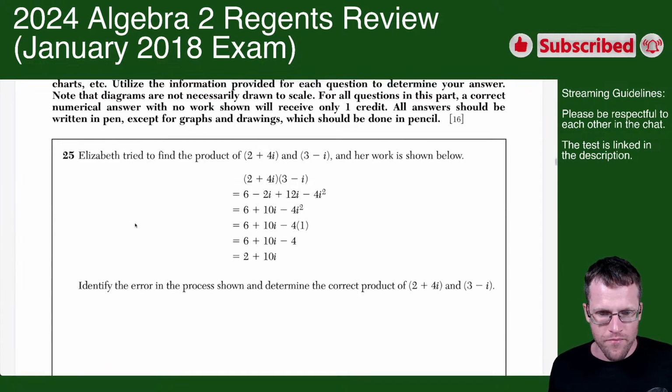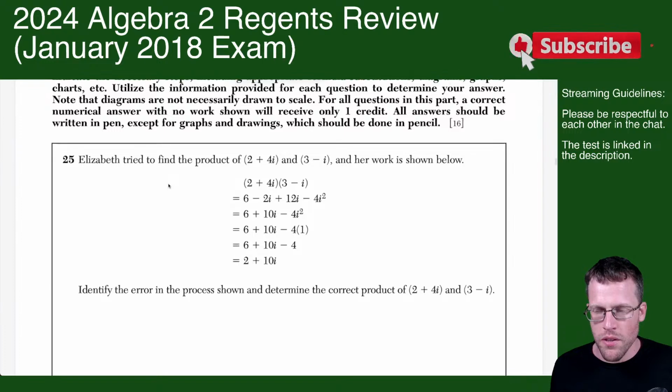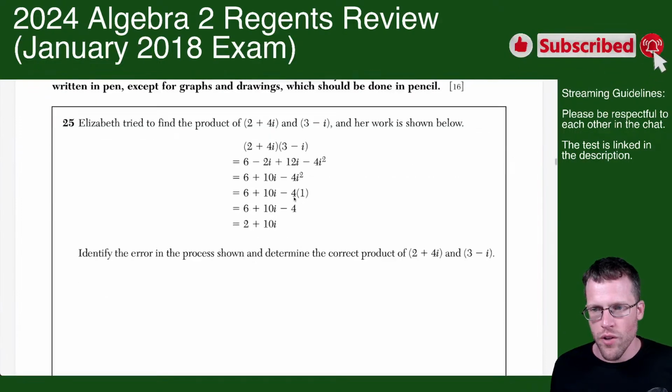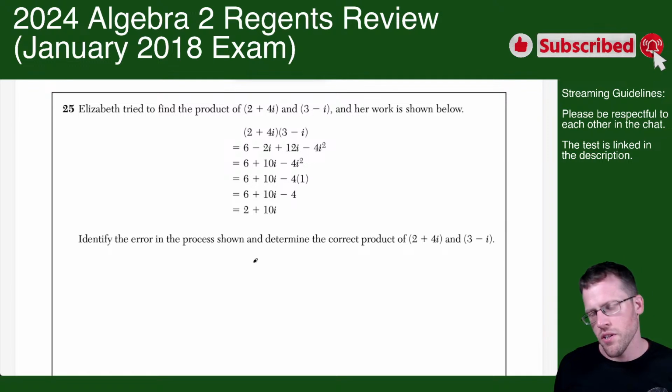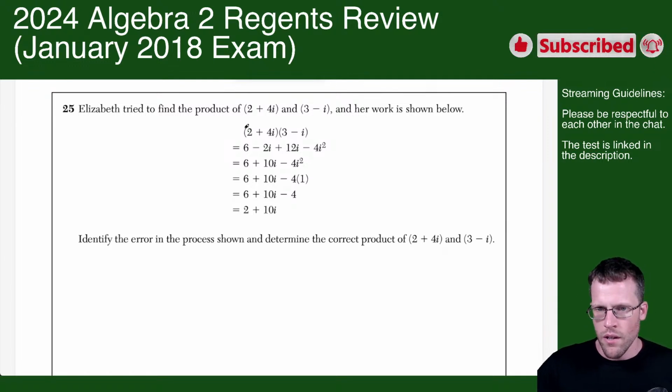Okay, so this one. Part 2 is worth 2 credits. Elizabeth tried to find the product of these two binomials. Here's her work. Identify the error and determine the correct product. All right, let's see. Where did Elizabeth mess up?